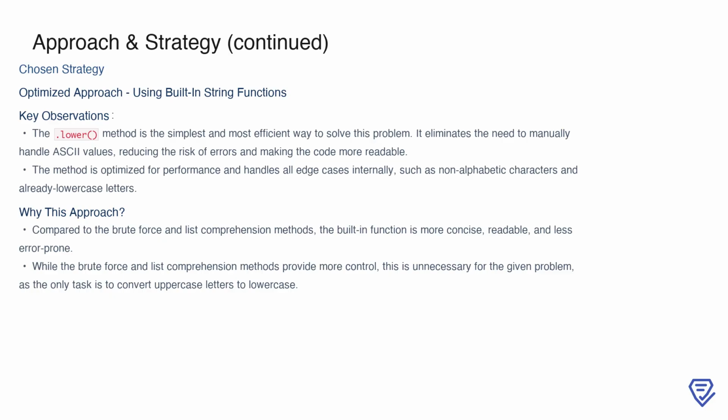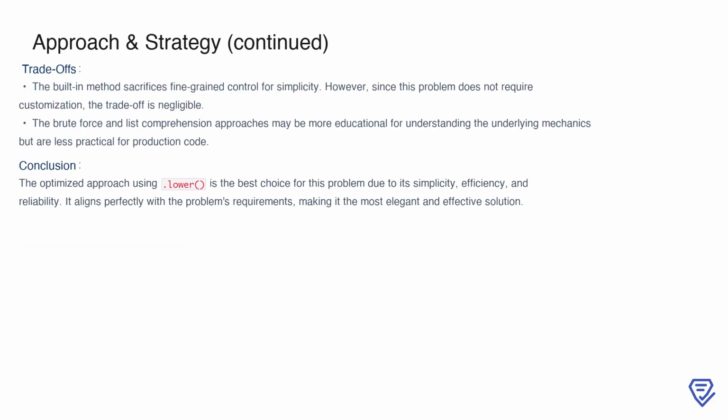of the built-in approach. When we weigh the options, the trade-off with the built-in .lower method is a loss of fine-grained control. However, this trade-off is negligible for this problem, as there is no need for customization. On the other hand, the brute force and list comprehension approaches might be more educational for understanding the mechanics of string manipulation, but they are less practical for production-level code.